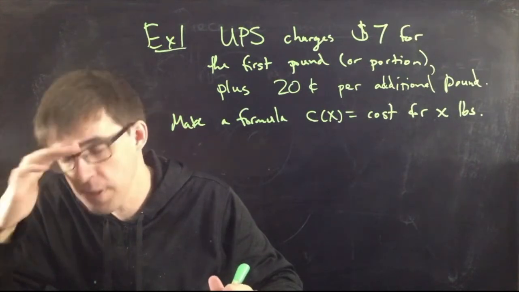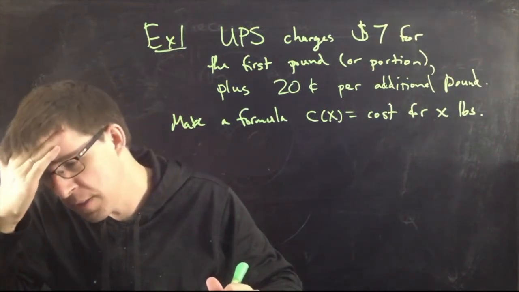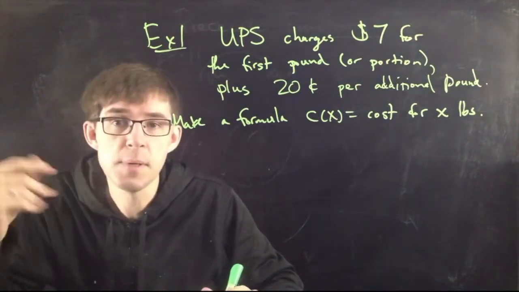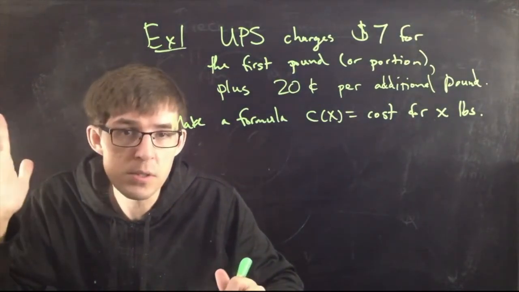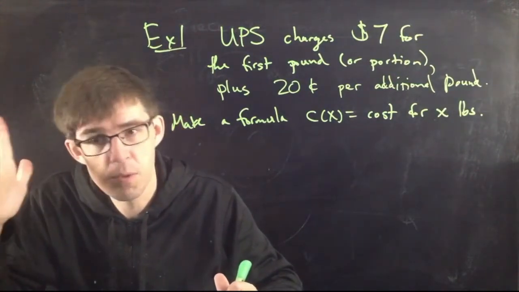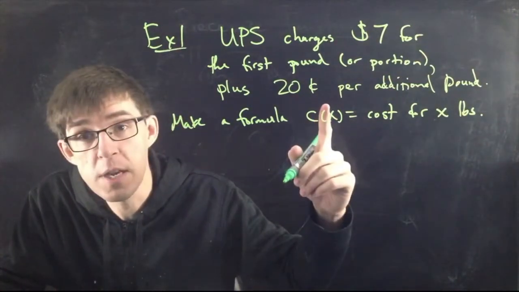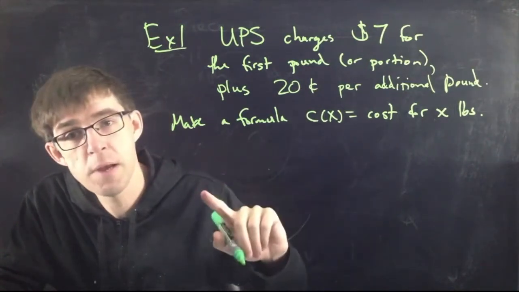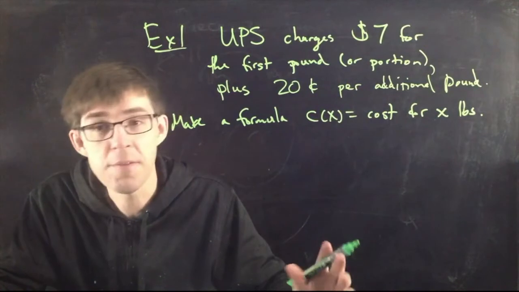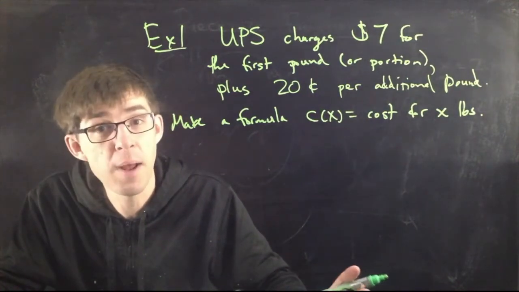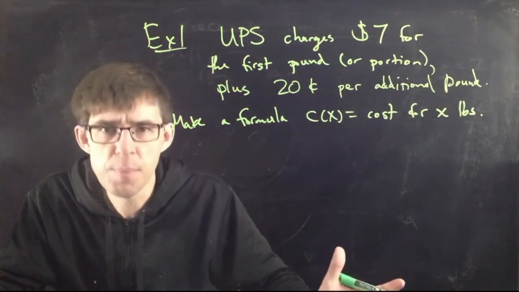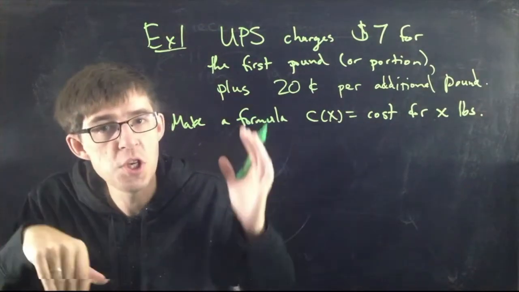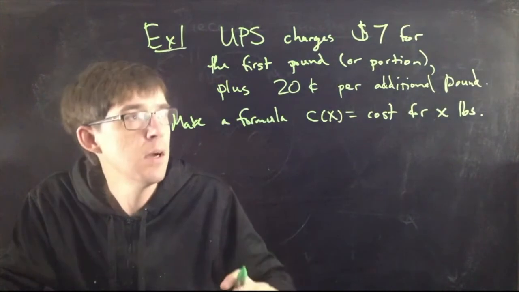Why? First of all, let's talk about why you should even think that this might require pieces. It's because, remember, a piecewise function is meant to describe a function where the rules change for some reason depending on what the values are. And this is a good scenario in which that's definitely true. The rules are different if it's less than a pound versus more than a pound, right? That first pound costs $7 no matter how much is in there. But the extra pounds, the other pounds, only cost 20 cents. So there's a difference. The rule shifts once you exceed 1 pound.